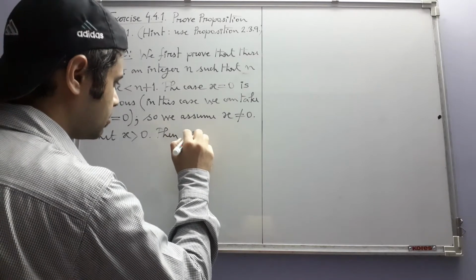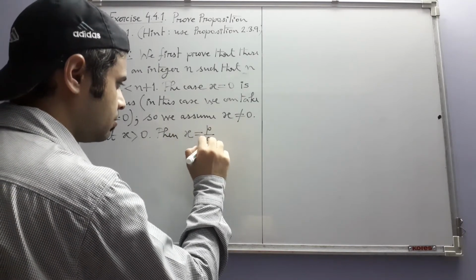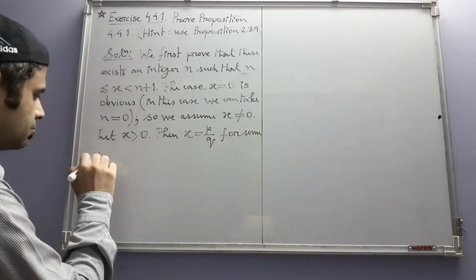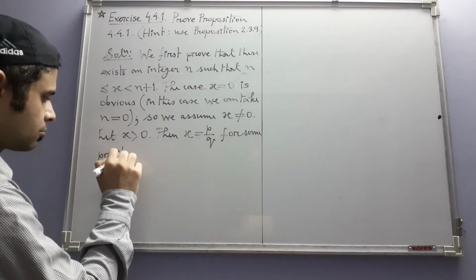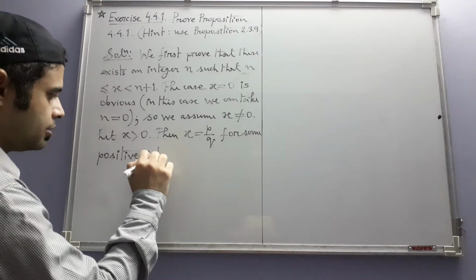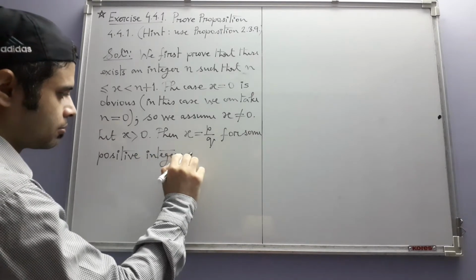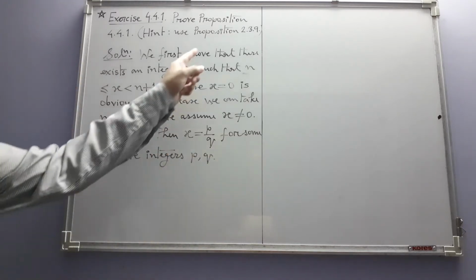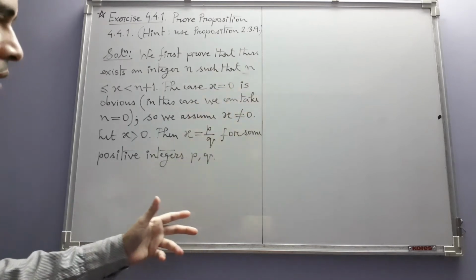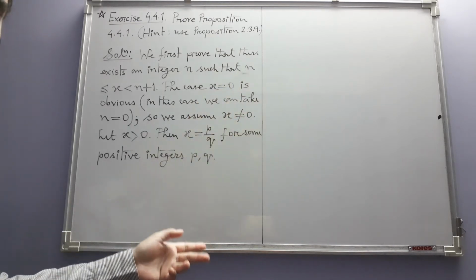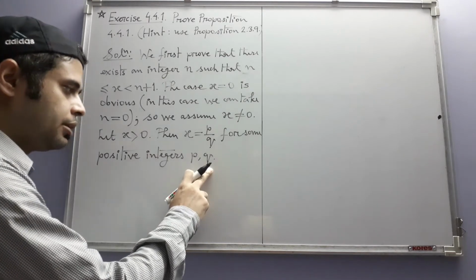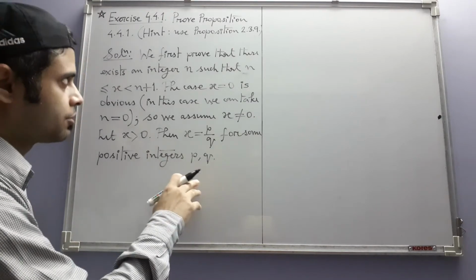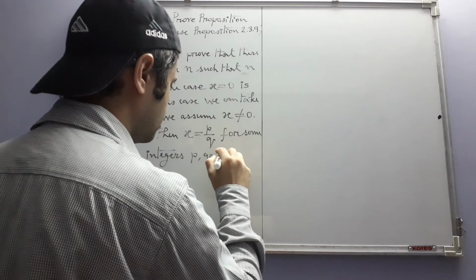Then x is equal to p divided by q for some positive integers p and q. Now we are going to use proposition 2.3.9, which is the division algorithm in the system of natural numbers. These are positive integers, so they in particular are also natural numbers, in fact positive natural numbers. So we can use proposition 2.3.9.